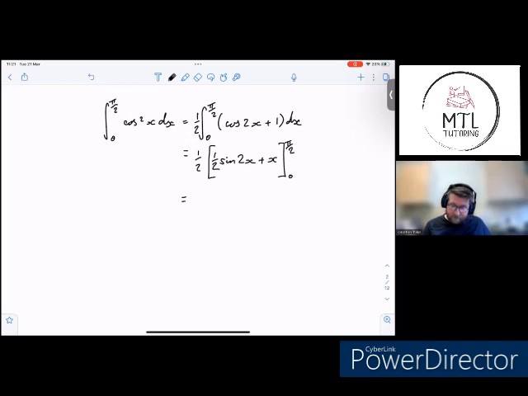So sub in pi over 2, we get this half. Pi over 2, so we sub pi over 2 into here, and it becomes pi. Sine of pi is sine of 180, which is 0. Add to that pi over 2. And then we've got to take away what we get when we sub in 0. That just gives us 0, though. So this becomes pi over 4.